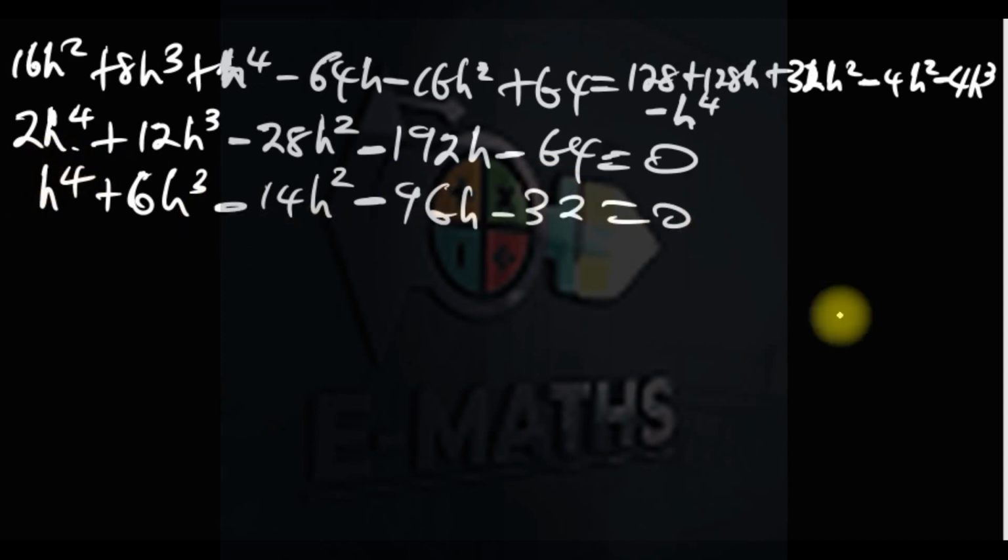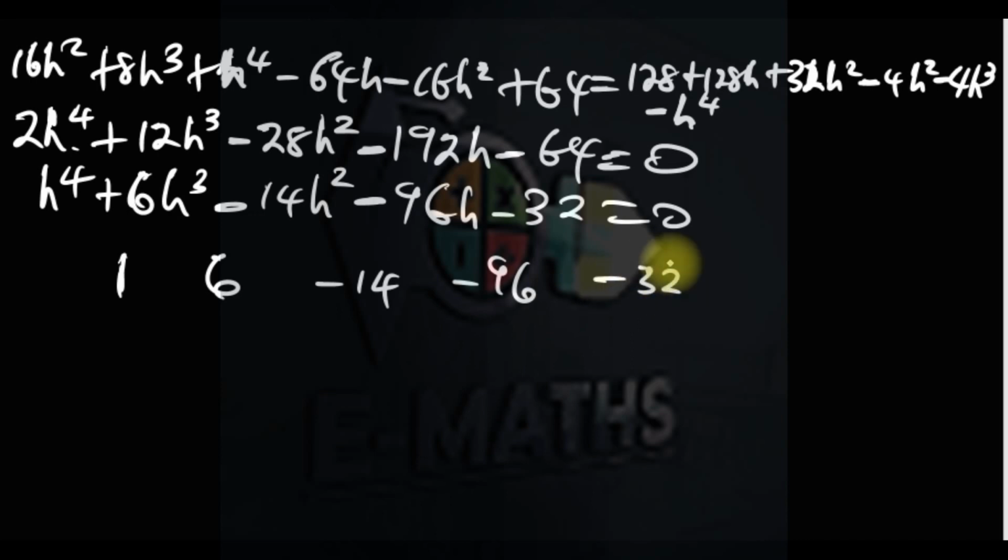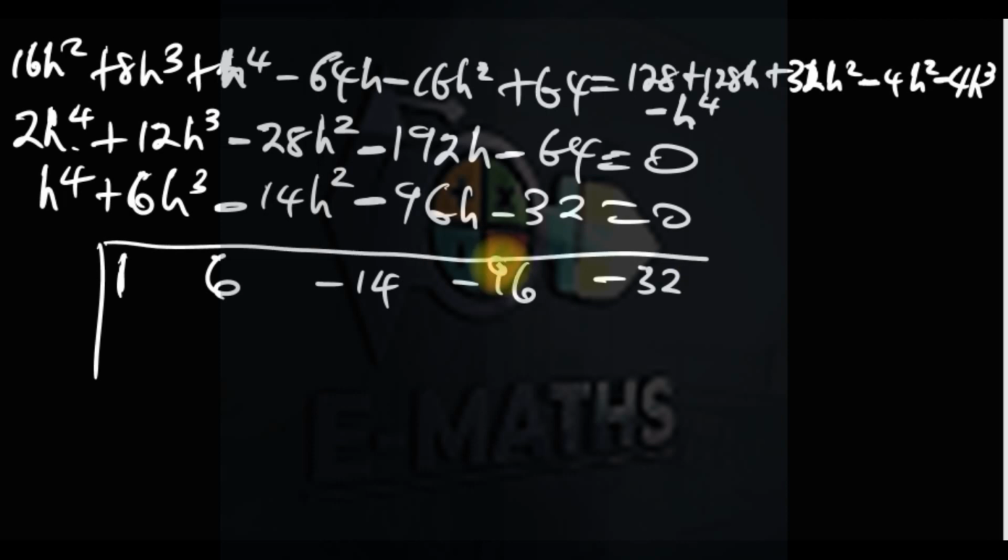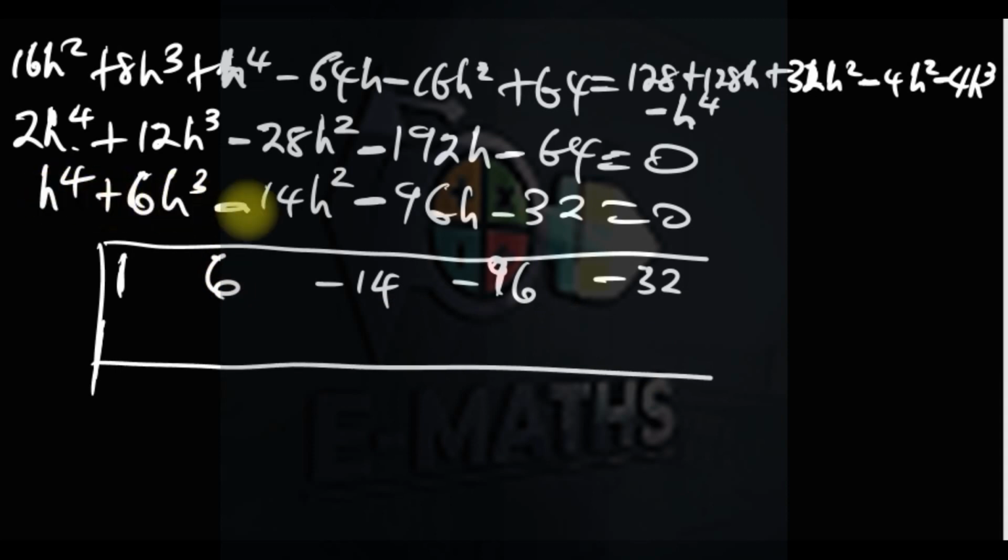So this is also a fourth order polynomial. So we'll solve using synthetic division. So let's write the coefficients of this. We have 1, 6, minus 14, minus 96, minus 32. So I'll draw a line like this. So let's assume the root to be 4.